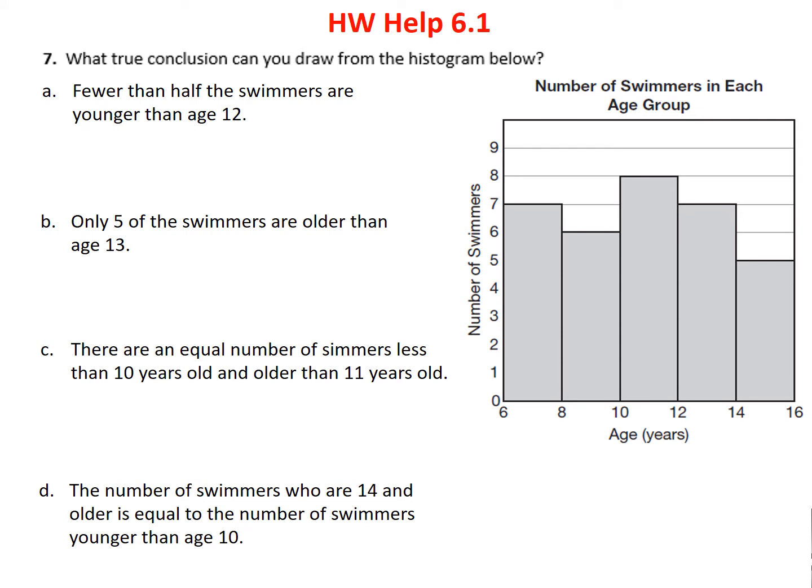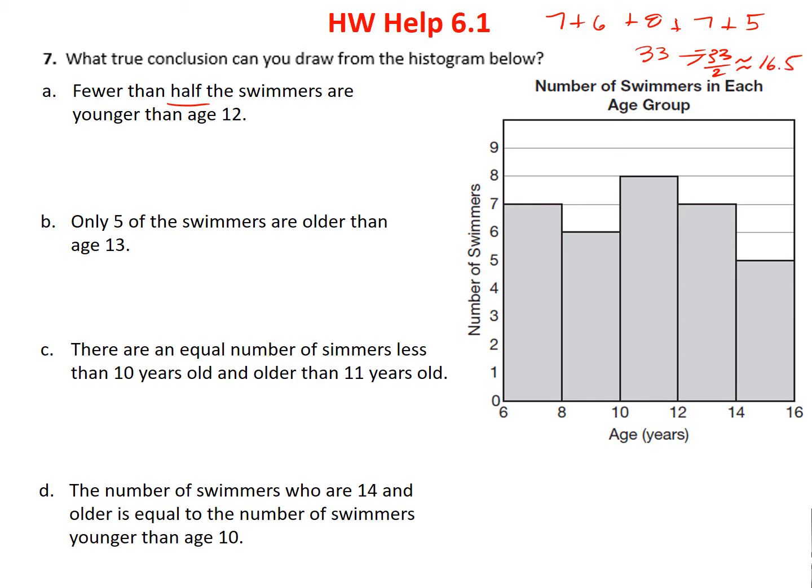Problem 7 gives us a histogram, and now we have to interpret it and see if we can answer a few questions. The first question says, fewer than half of the swimmers are younger than 12. Well, first thing we have to do is figure out how much is half. So notice here, I have 7 plus 6 plus 8 plus 7 again plus 5. And that adds up to 7 and 6 is 13, 21, 28. So this adds up to 33, which implies 33 divided by 2 is about 16.5.